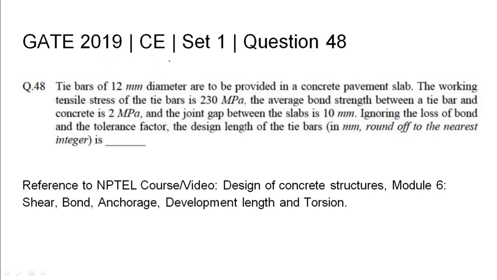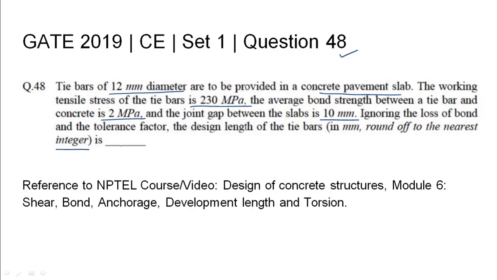GATE 2019 Civil Engineering Set 1 Question 48. Tie bars of 12 mm diameter are to be provided in a concrete pavement slab. The working tensile stress of the tie bars is 230 megapascal. The average bond strength between a tie bar and concrete is 2 megapascal and the joint gap between the slabs is 10 mm. Ignoring the loss of bond and the tolerance factor, the design length of the tie bars in millimeters needs to be found, rounded off to the nearest integer.